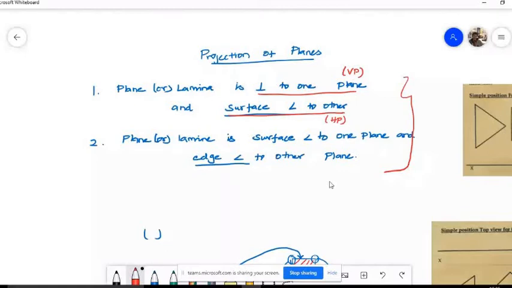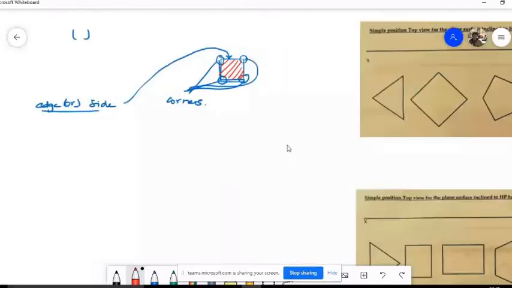Sir, if it is perpendicular to the HP, then we can see the true shape in the front view. No, sir, we can't see. One by one. So someone is saying we can't see. Can you explain why? Sir, it is inclined with the surface inclined to the other plane, so the front view is less than the surface area. Okay, so he's trying to say this.